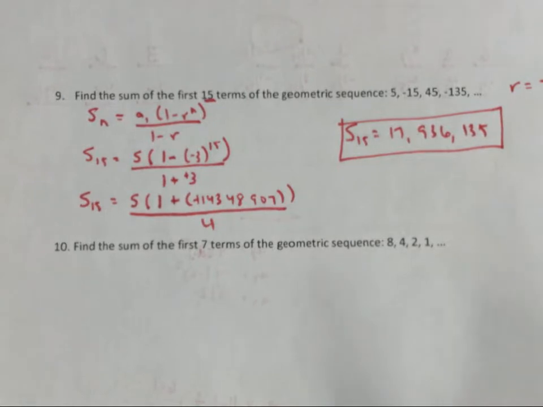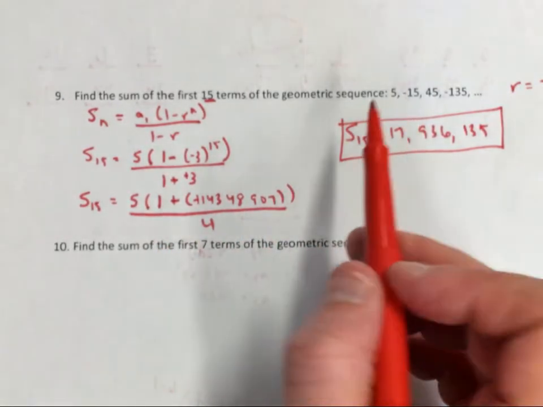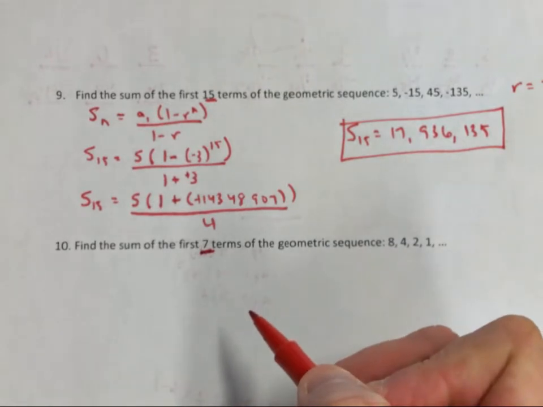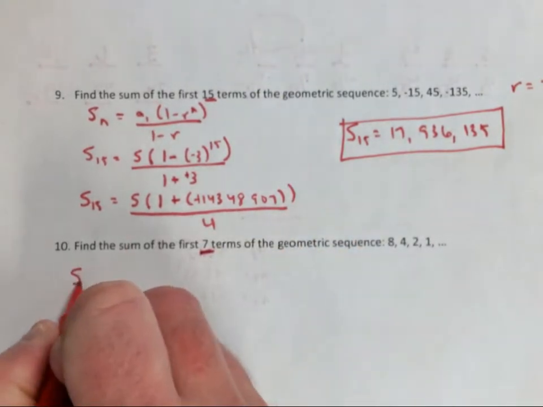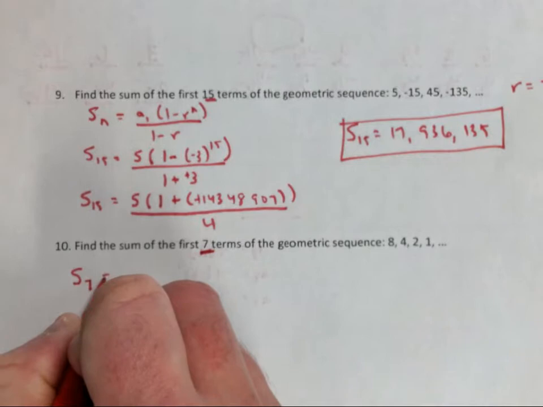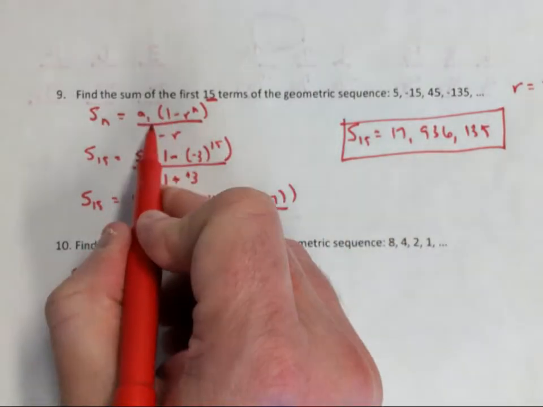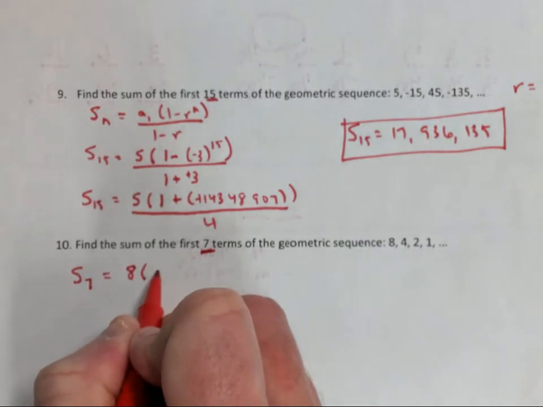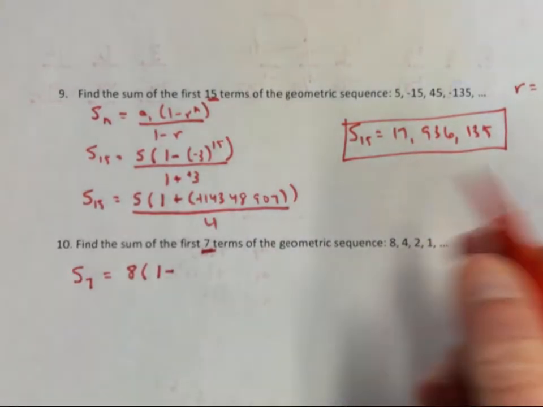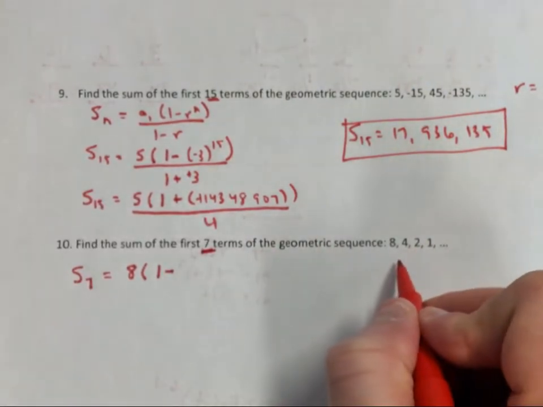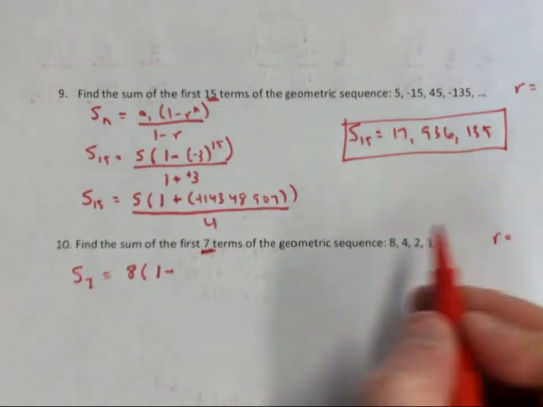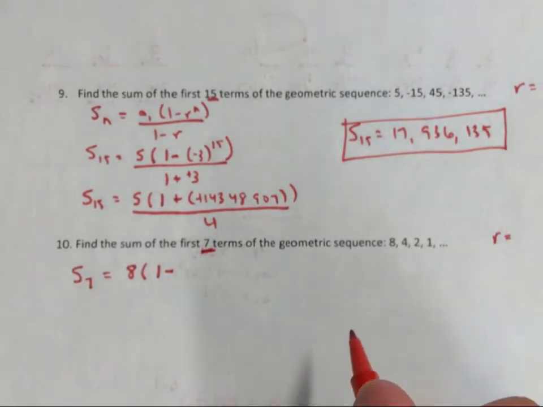Number 10, our last example. We want to find the sum of the first what? 7 terms. So I'm going to put S sub 7 equals. Going back to this formula, my A sub 1 is 8. 1 minus, I need to know my common ratio. Now, this is where students make a mistake. They put 2 down. That's not 2.